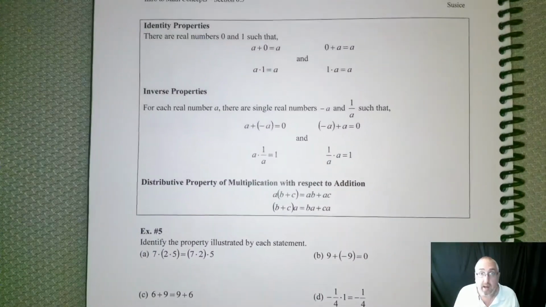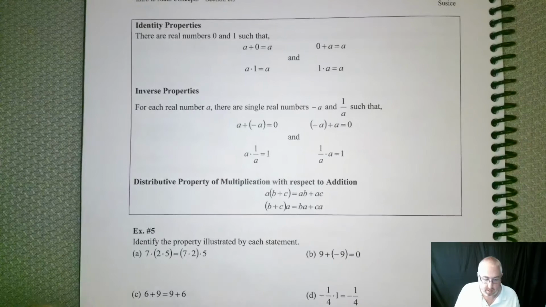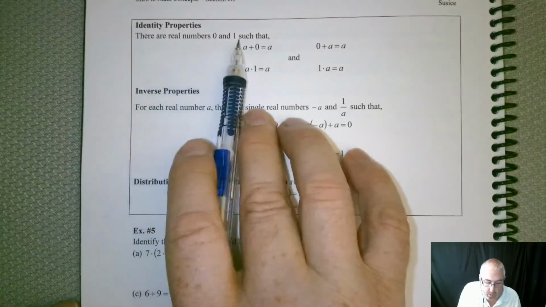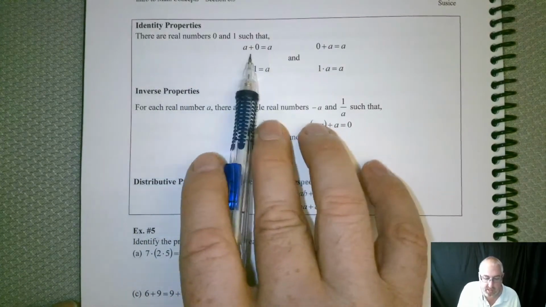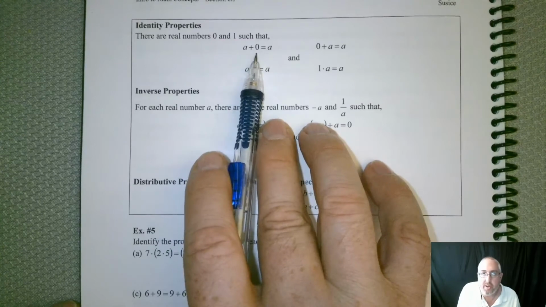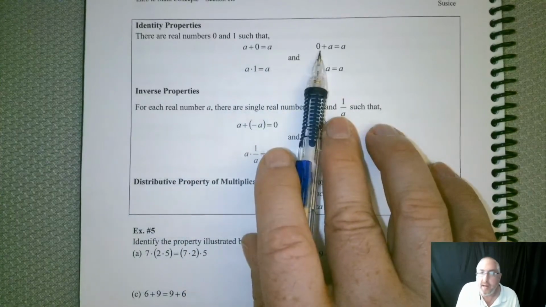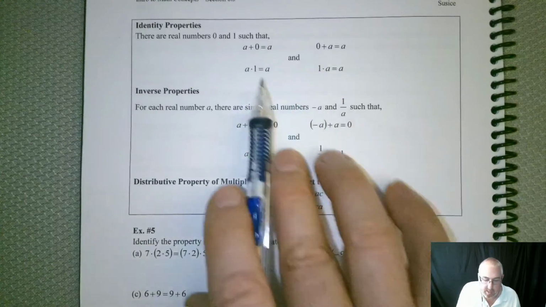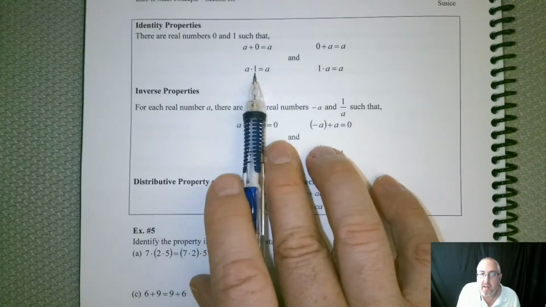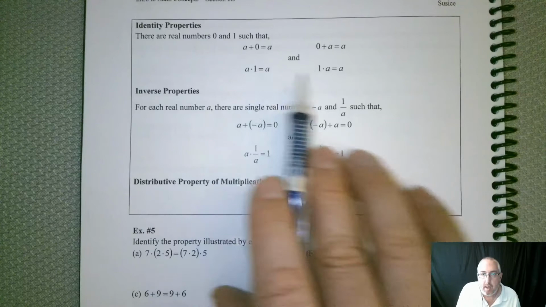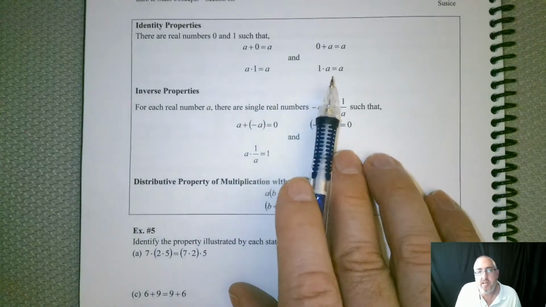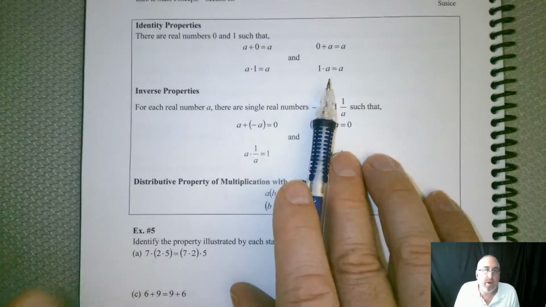So we got the identity properties. So there are real numbers 0 and 1 such that A plus 0 equals A. So if you add anything to 0, it doesn't change it. All right, we already knew that. And if you add 0 on the other side, it still doesn't change it. Same idea for 1. If I multiply anything times 1, it doesn't change it. And if I multiply 1 times anything, it doesn't change it. So we already knew those.